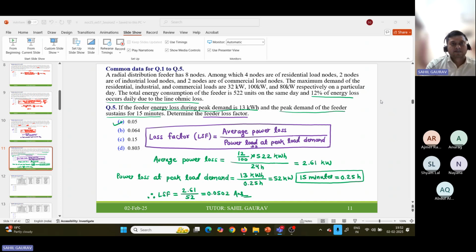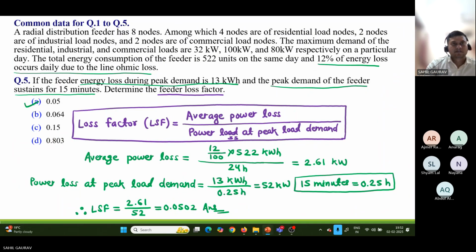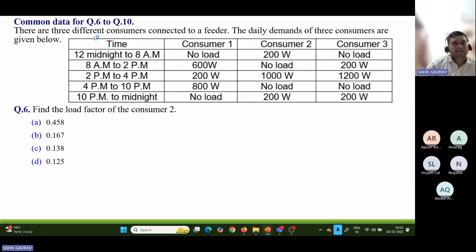Now coming to the next problem. So again, this is the common data for question 6 to question 10. There are three different consumers connected to a feeder. The daily demands of three consumers are given below. So there are consumer 1, consumer 2, consumer 3, and for different time slots, their consumption is given here.